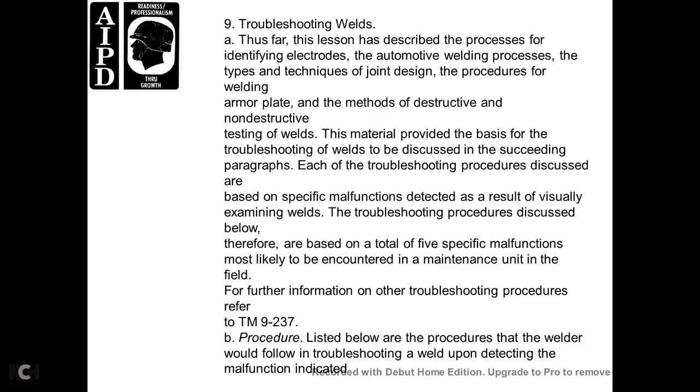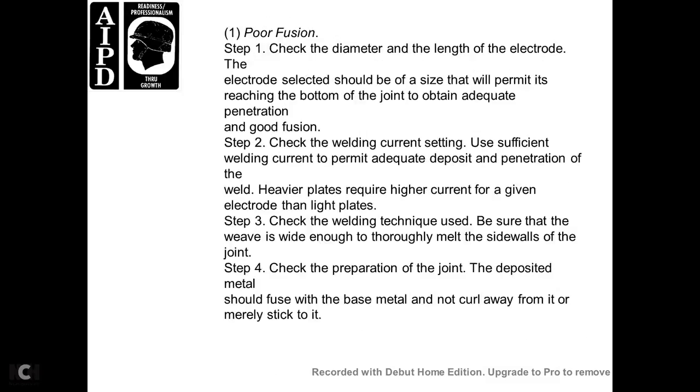Listed below are the procedures the welder would follow in troubleshooting the weld upon detecting the malfunction indicated. 1. Poor fusion. Step 1, check the diameter or length of the electrode. The electrode selected should be the size that will permit reaching the bottom of the joint to obtain adequate penetration.